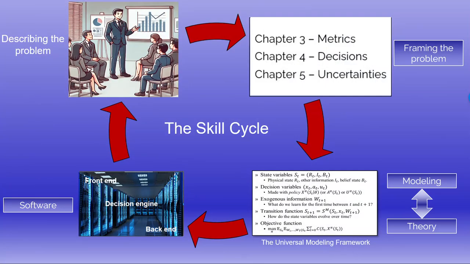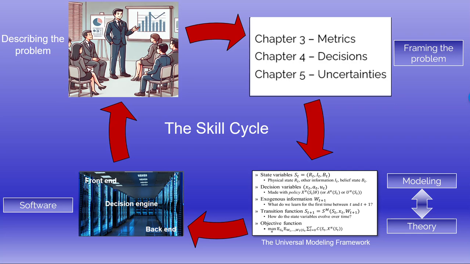Now, I like this skill cycle. Upper left-hand corner, imagine that's any problem domain. I've depicted a business problem, but this could be in a health setting or energy or finance. Now, to the right, I've created a corner which I call framing the problem. And this consists of three dimensions that have to be identified and described: metrics, decisions, and uncertainties.